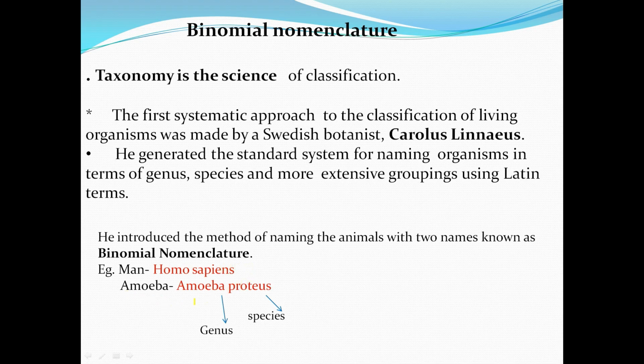Similarly, for amoeba, the scientific name is Amoeba proteus, in which Amoeba is the genus name and proteus is the species name. When writing, the genus name should start with a capital letter, whereas the species name must be written with a small letter.